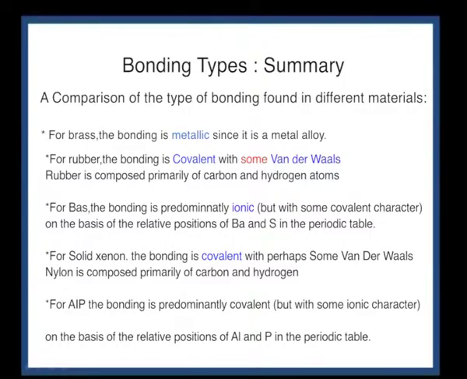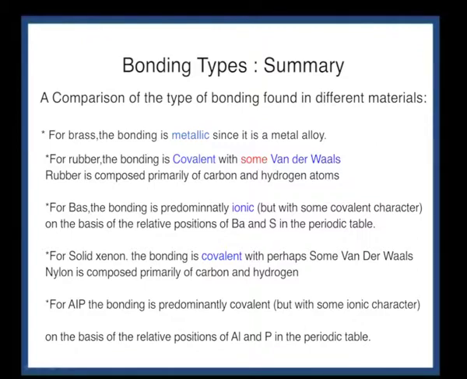For rubber, the bonding is covalent with some Van der Waals bond, right? Very important point. For rubber, the secondary bonding, Van der Waals bonding, will be present, and the primary bonding, covalent bonding, will also be present. Rubber is composed primarily of carbon and hydrogen atoms, so it is a combination of covalent bond and Van der Waals bond. Barium sulfide, like sodium chloride: obviously, for charge neutrality, barium will give two electrons to sulfur, the ionically bonded solid.